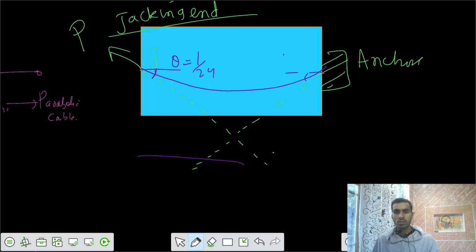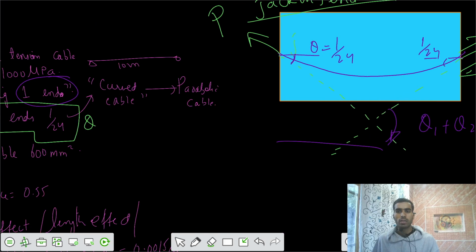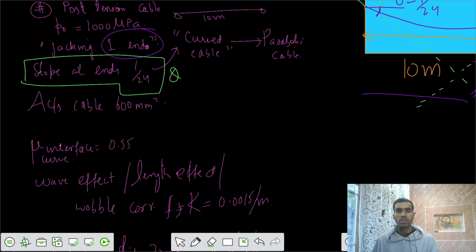And from this side, this is also 1/24. So overall theta would be theta 1 plus theta 2, that is 2/24. And we have a length of 10 meters. Length of the 10-meter beam. 10-meter beam is there.